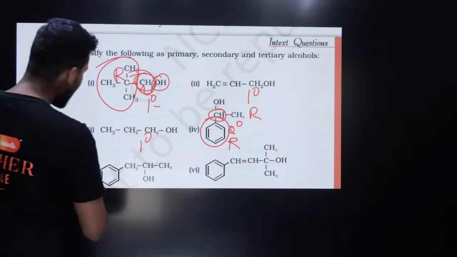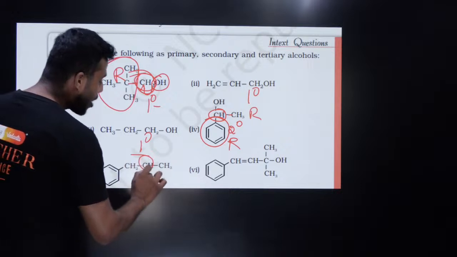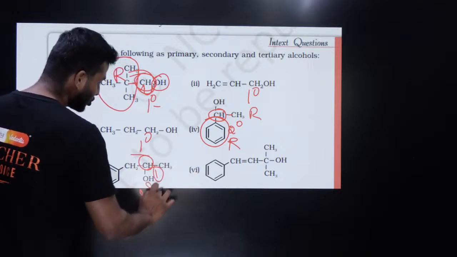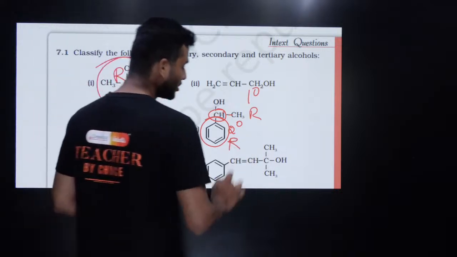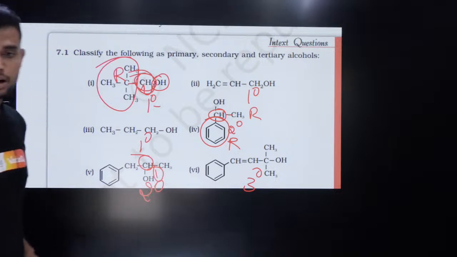Then in this compound, in compound 7, look here, this carbon atom has one hydrogen and it is attached to 2 different R groups. That's why this is also secondary. This one has 3 R groups. That's why it is tertiary. Very simple. I hope it's clear.